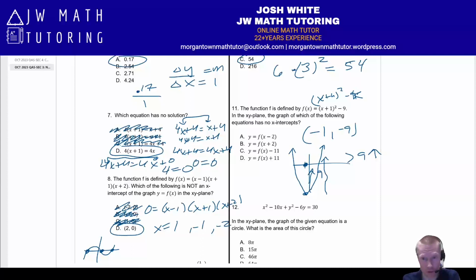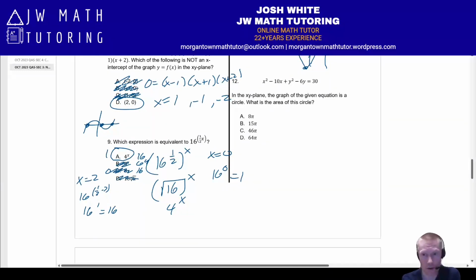So when you look at the answer choices, answer choice D is the one that clearly matches this. You take the original function and you're technically shifting it up 11 units. C is a shift down 11 units. That would not help us. And A and B are just shifts, A to the right 2, B to the left 2, but that's not going to help us. They're still going to have x-intercepts. They're just going to be moved over left and right. So those are not correct either. Correct answer is going to be letter D.